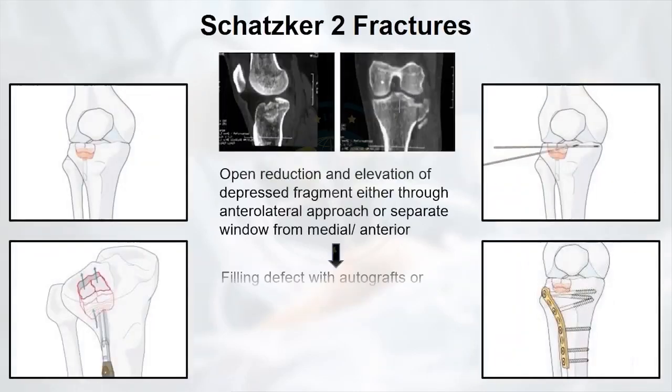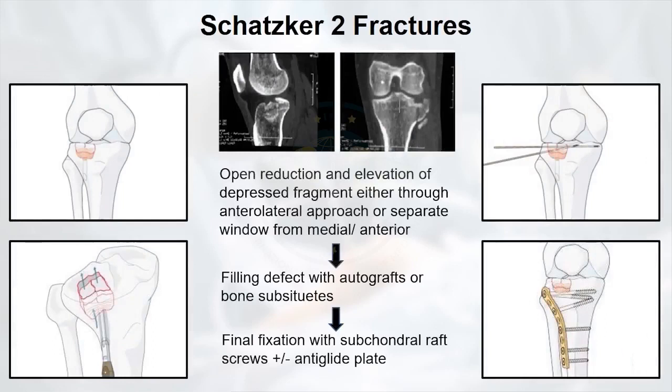So Schatzker type 2 fractures. In such cases, there is a depression in the lateral condyle. So you should go for open reduction and elevation of the depressed fragment. This is very important. If the depressed fragment is not elevated, the knee joint is unstable and it will lead to osteoarthrosis. So after reduction, after properly seeing the depression is completely elevated, the defect should be filled with autografts or bone substitutes, and then it should be fixed with raft screws and an anti-glide plate.